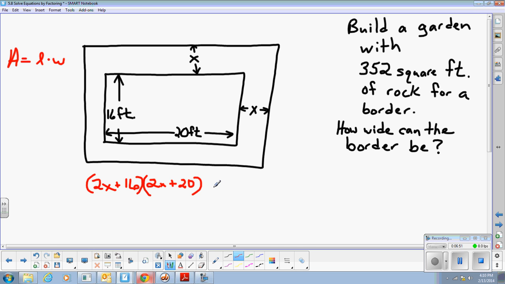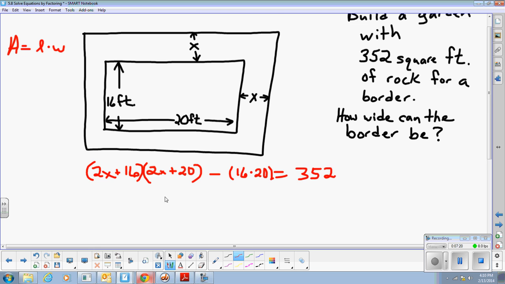I need to subtract the area of the small rectangle. Well, the area of the small rectangle is found by taking 16 times 20. So I'm going to subtract 16 times 20. What does that all equal? That equals my 352 feet of border. So quite a bit to set up there, but this is how you do it. You find the area of the large, subtract the area of the small, and that tells you the area of the border.